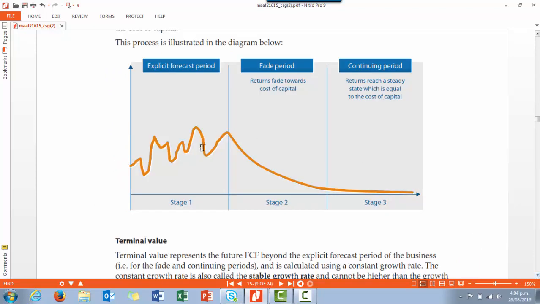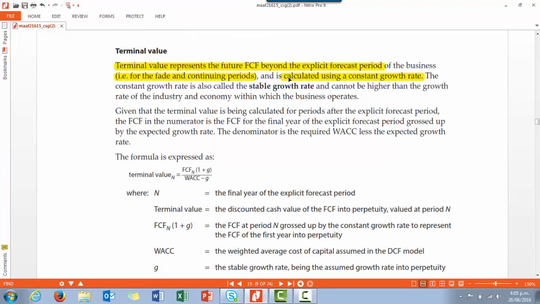The graph here shows the explicit forecast period. Cash is starting to go down, and then slowly we're going down to our cost of capital over there. Now, in order to estimate cash flows in the fade and continuing periods, per that previous table we saw, we have what's called the terminal value. So it effectively represents future cash flows beyond the explicit forecast period, and we calculate the terminal value using a constant growth rate. The formula for the terminal value is over here.